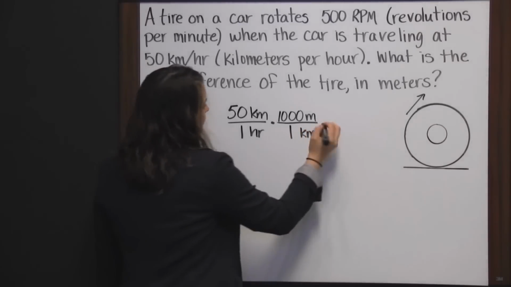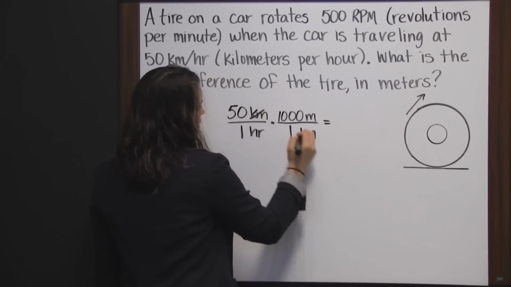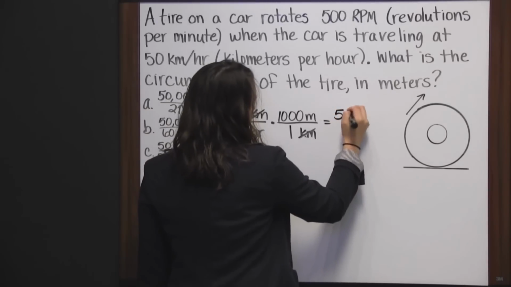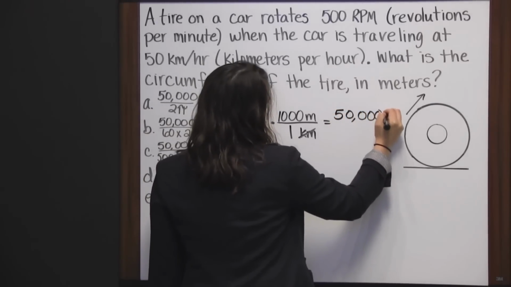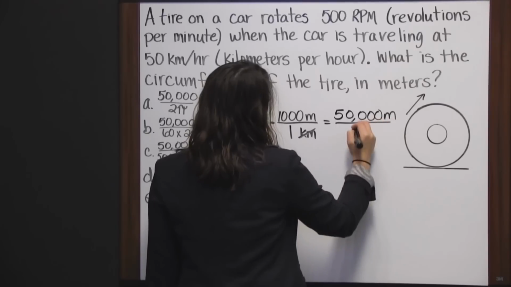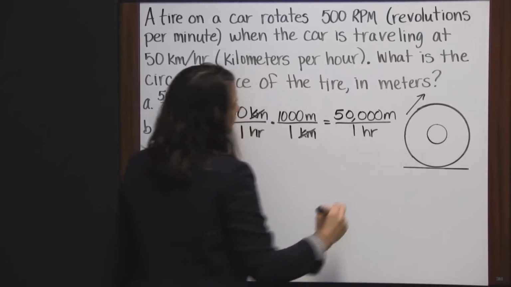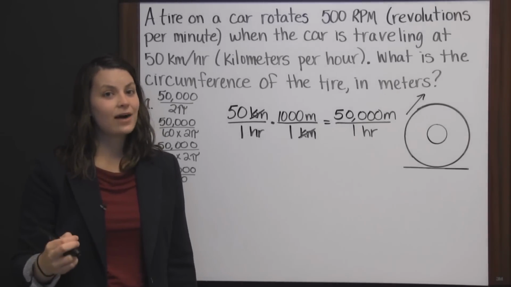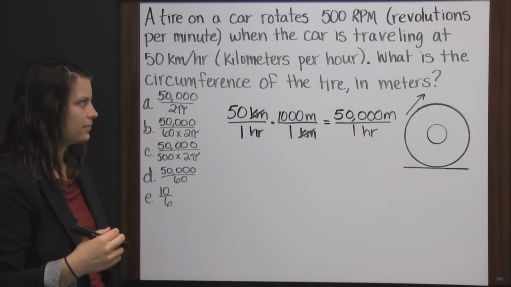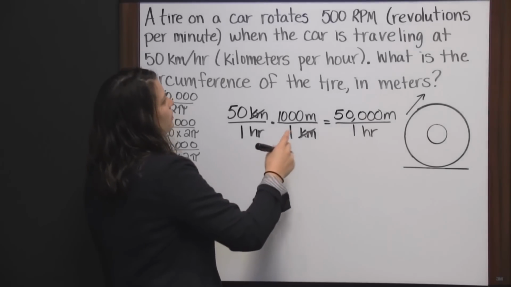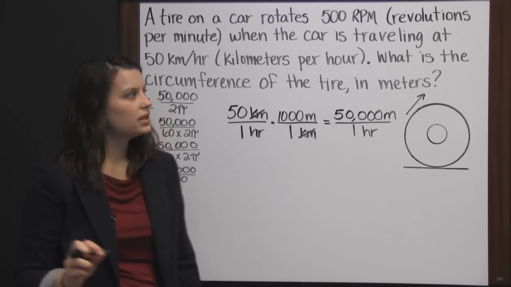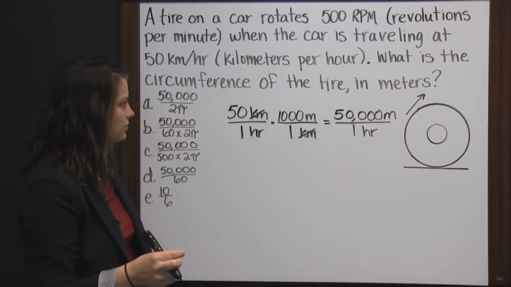And I'll go ahead and do that first. So our kilometers cross-cancel. 50 times 1,000 is 50,000 meters per 1 hour. So every hour, this car goes 50,000 meters. And we know that it goes 500 revolutions every minute.